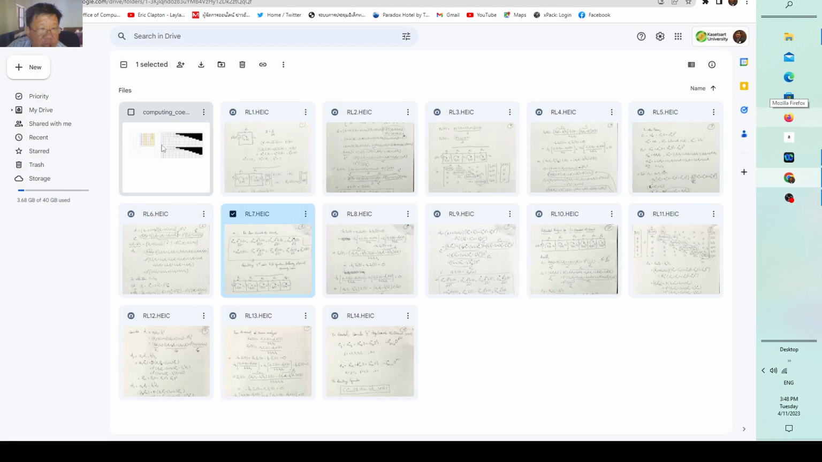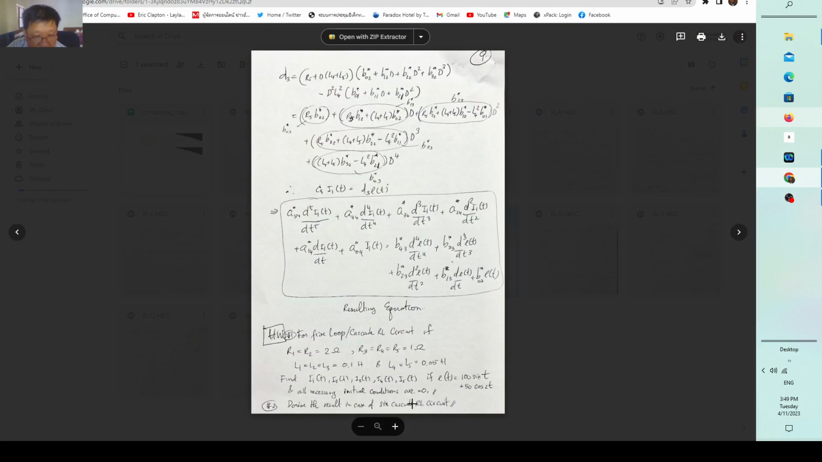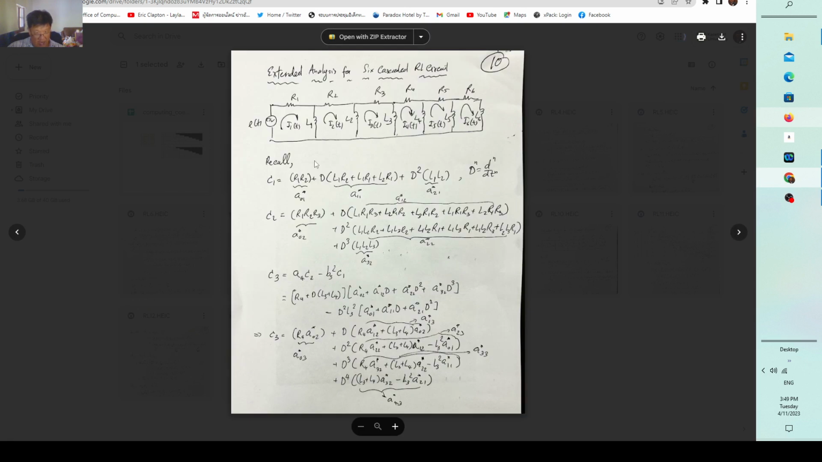You see the first file on the screen, on the top left most here. If you are interested, this file uses the idea that we covered so far, up to this point. But for the second question, deriving the result in the case of the 6 cascade RL circuit, you might take a look at the further document that I added here. We call it the extended analysis for 6 cascade RL. Actually, you should do 7, because the remaining part over here is already well established and well derived for you.